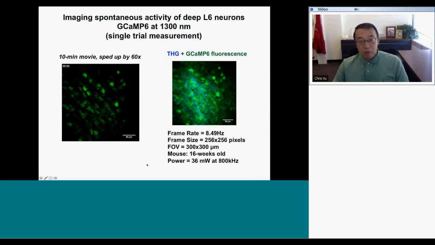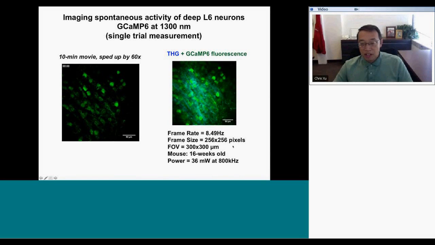Now I'll show you some more activity imaging for deep layers of neurons, and this is imaging the spontaneous activity of layer 4 neurons. We call them deep layer 4 neurons because these neurons are right above the white matter. As you can see on the still image on the right-hand side, the blue is the third harmonic generation of the white matter. Densely packed axons actually give you very nice third harmonic generation. So we know exactly these neurons are right above the white matter.